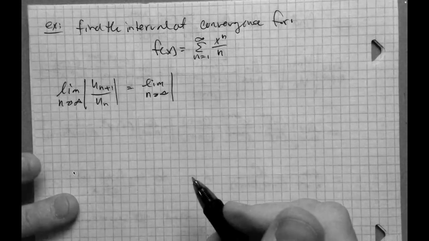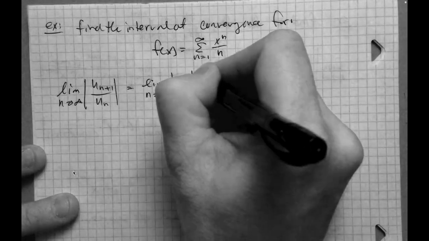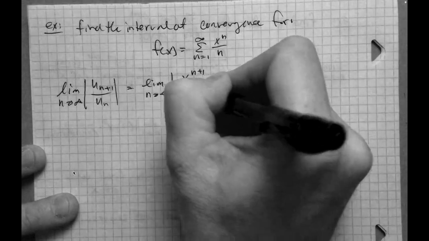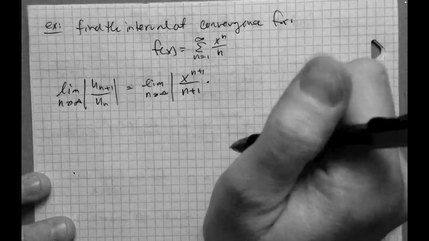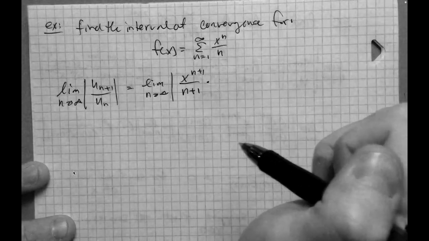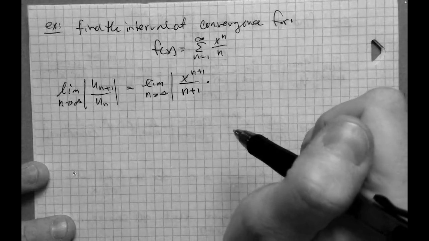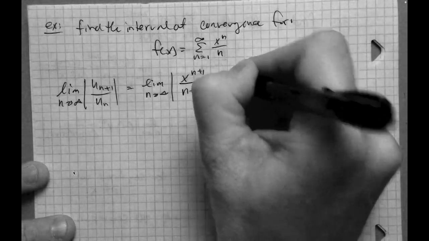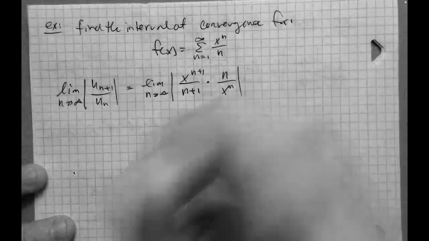So the u of n plus 1 would be x to the n plus 1 over n plus 1. And we're going to multiply by the reciprocal here. We're going to take that kind of shortcut. And so u of n would be x to the nth power over n. And so we'll flip it over and multiply.